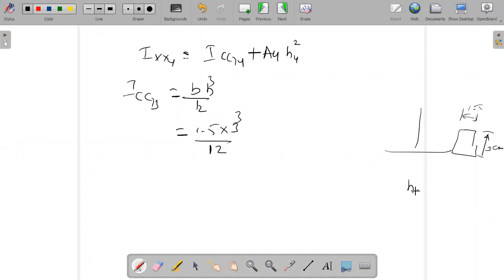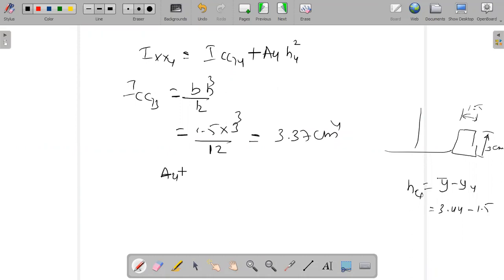And H4 is equal to y bar minus y4. Y bar value is 3.44 minus 1.5. So what is the value here? You are going to get 1.5 into 3 cube divided by 12, so this answer is 3.37 centimeter to the power of 4.